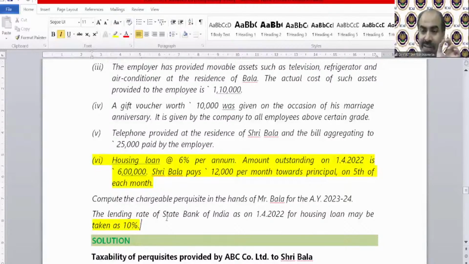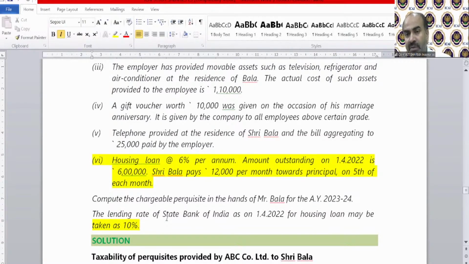So now if you understand, on 1st April, that balance was 6 lakh. And he pays 12,000 per month towards the principal amount on 5th of each month. So in April opening, that was 6 lakh. So he must have paid 12,000 on 5th of April. So at the end of the month, the balance will be 5,88,000 for April month.